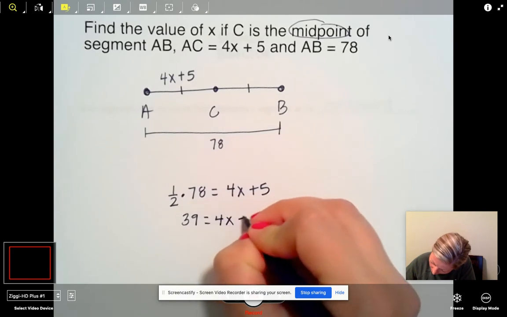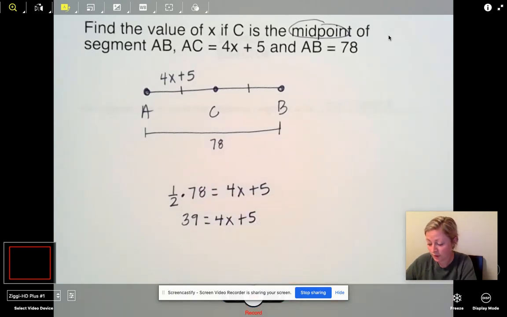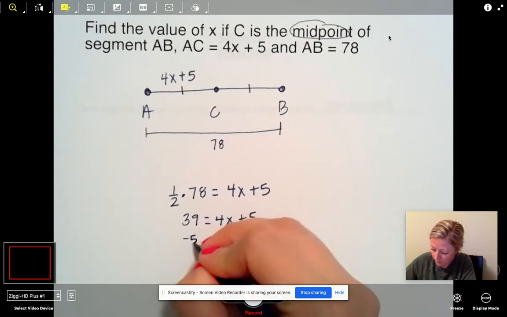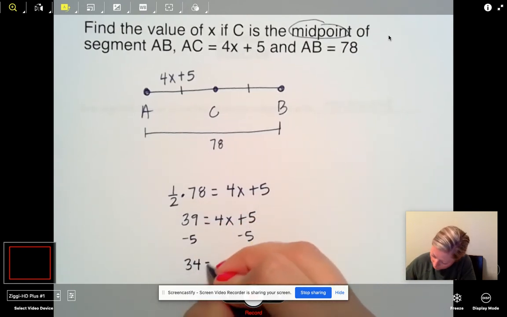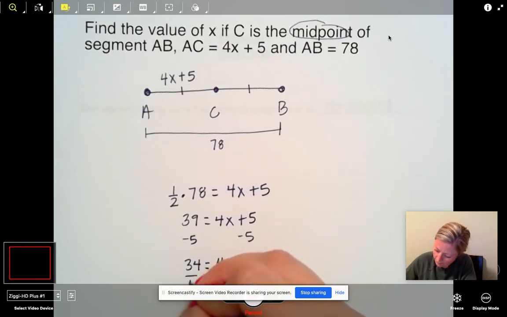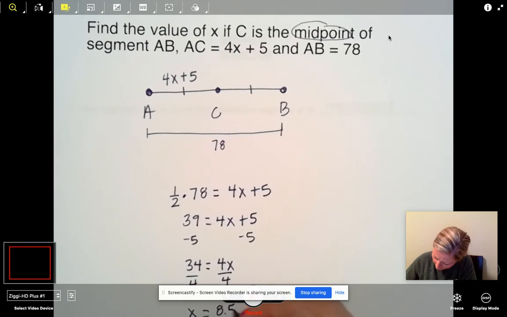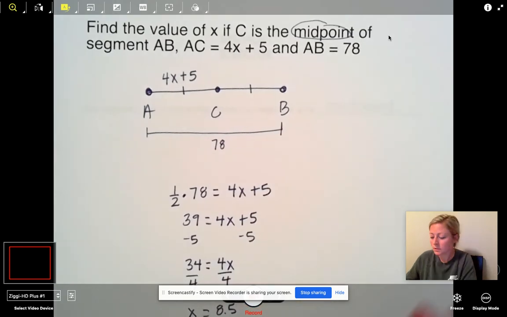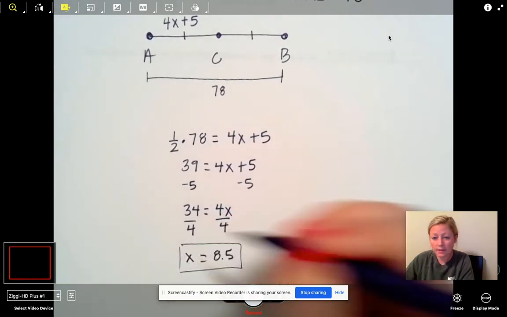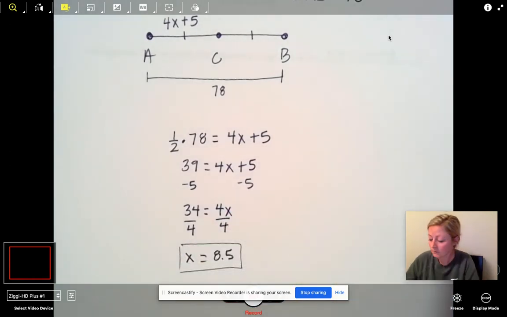And now again, we just have a simple algebra problem to solve. Subtract our 5 over. Divide out. We find that x equals 8.5. Oops, sorry folks. There we go. And that's all it wanted. We just wanted to find the value of x, and now we're done. Good work.